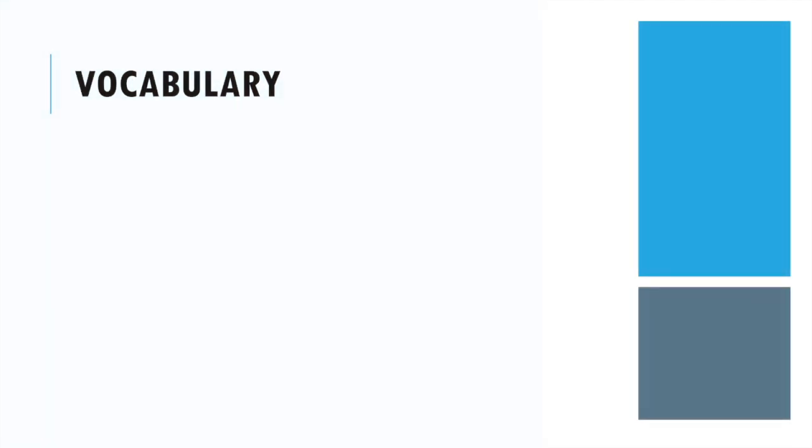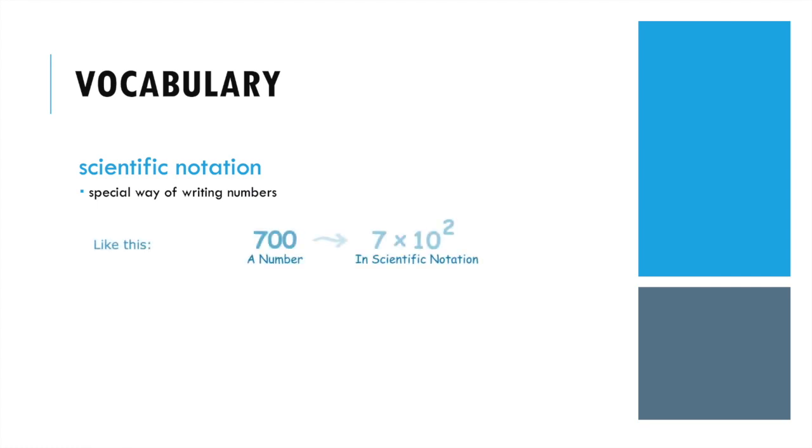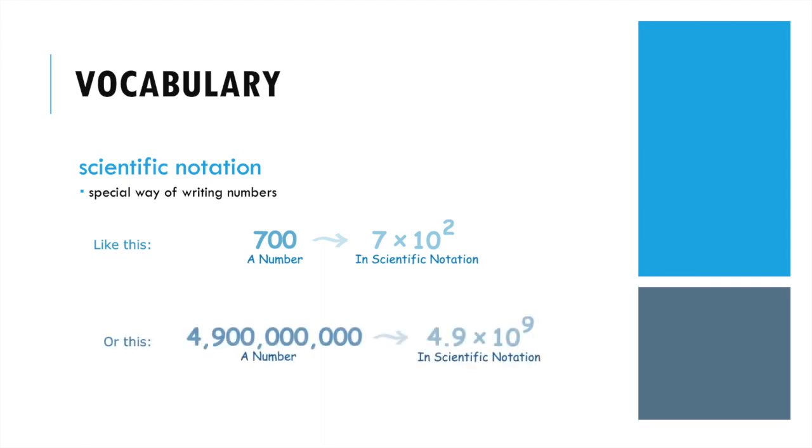All right, so we do need to get accustomed to some vocabulary in order to understand scientific notation, and the first one is scientific notation. Scientific notation is simply a special way of writing numbers like 700, or 7 times 10 to the second power, or 4,900,000,000, which is easier written as 4.9 times 10 to the 9th power. We also want to know what standard form means.